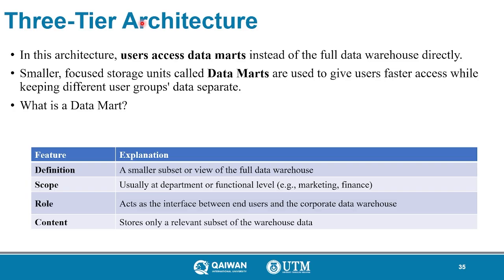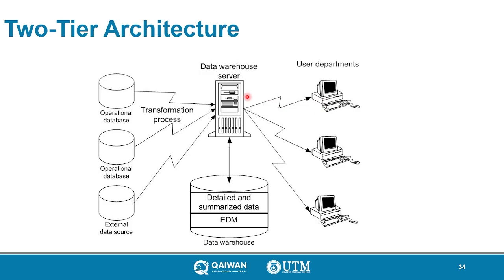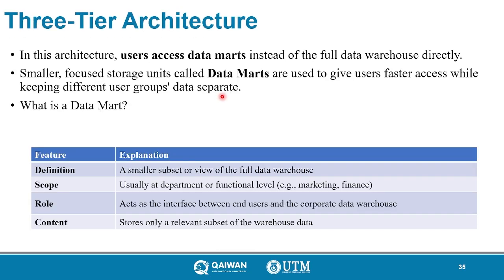Now, the three-tier architecture. In this architecture, users access data marts instead of the full data warehouse. So you see here, through this data warehouse server, we are actually accessing the data warehouse itself. But in this three-tier architecture, the users access the data mart instead of the data warehouse. A smaller and focused storage unit called a data mart is used to give users faster access while keeping different user group data separate.